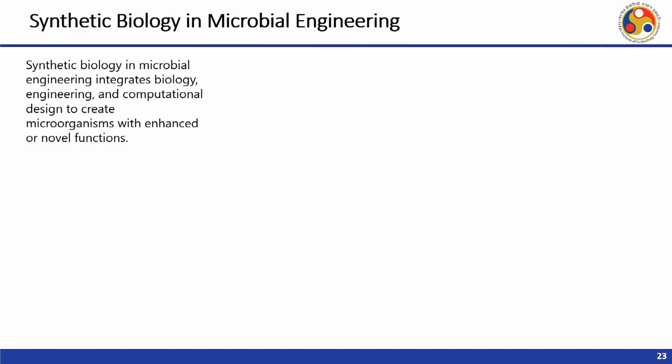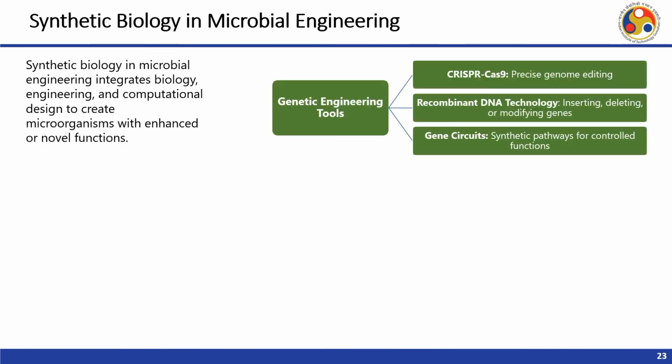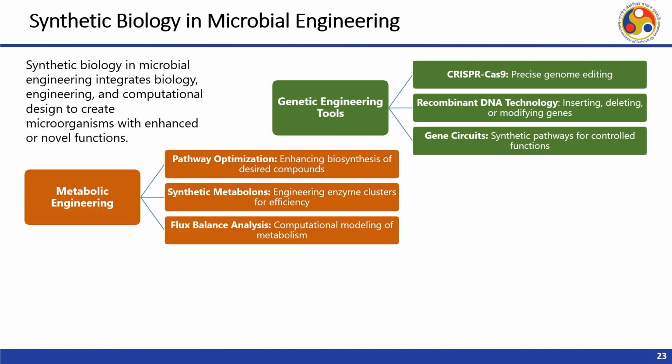So, let us start with synthetic biology in microbial engineering. Synthetic biology in microbial engineering integrates biology, engineering and computational design to create microorganisms with enhanced or novel functions. So, we use various gene editing and genetic engineering tools, for example, recombinant DNA technology, whereby we insert, delete or modify genes. Then we use genome editing tools like CRISPR-Cas9 for precise manipulation. Then we also use gene circuits, which are synthetic pathways for controlled functions.